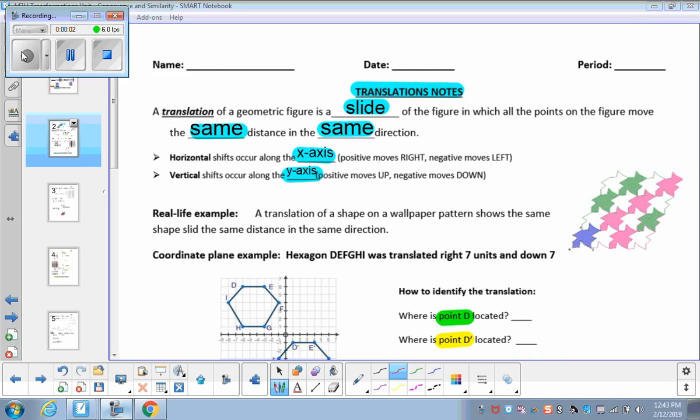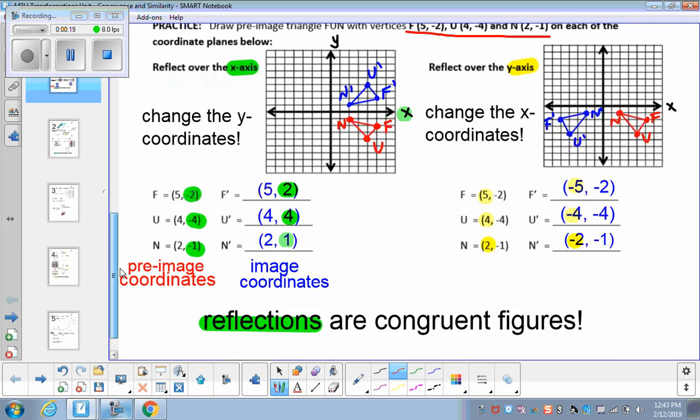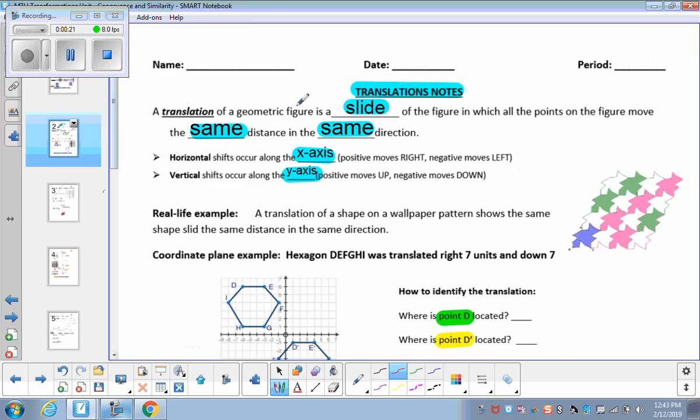In this video, we're going to learn about how to translate a figure on the coordinate plane and write the translation as an ordered pair. The first transformation that we reviewed earlier was a reflection over either the x or the y axis, and that was page 1 of your packet. And so for this one now, we're going to be sliding the figure, all right? We're going to slide the figure the same distance in the same direction.